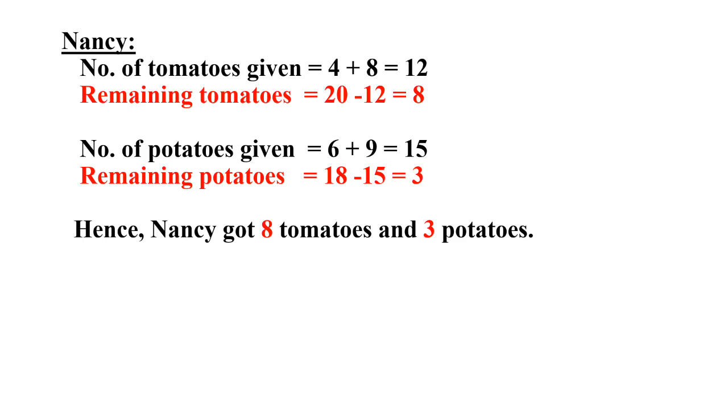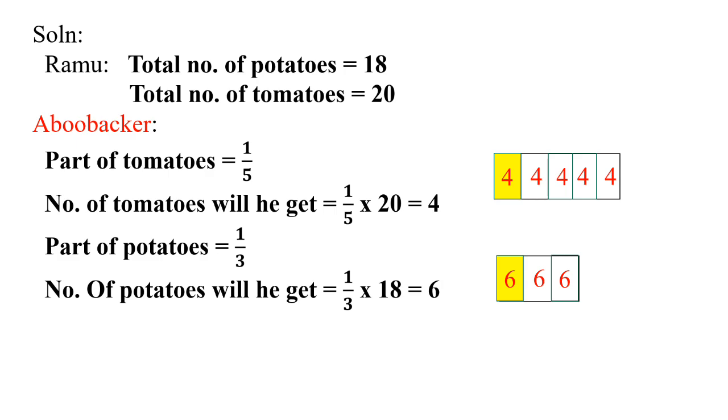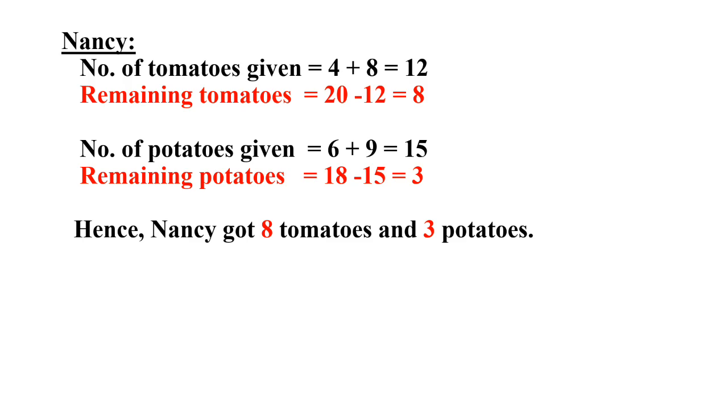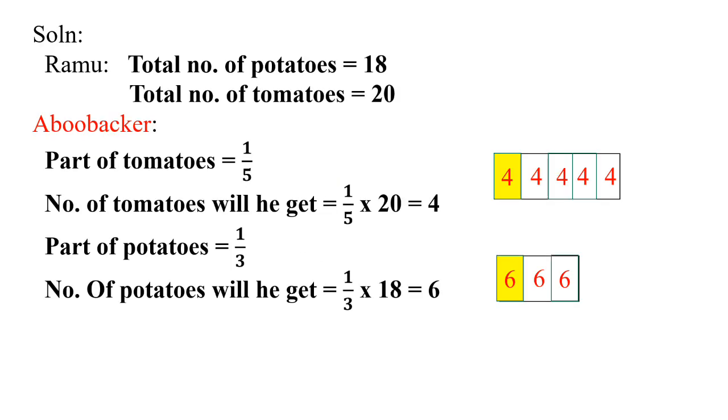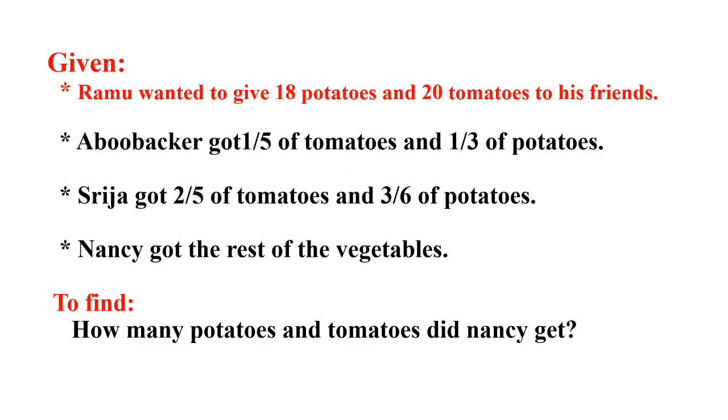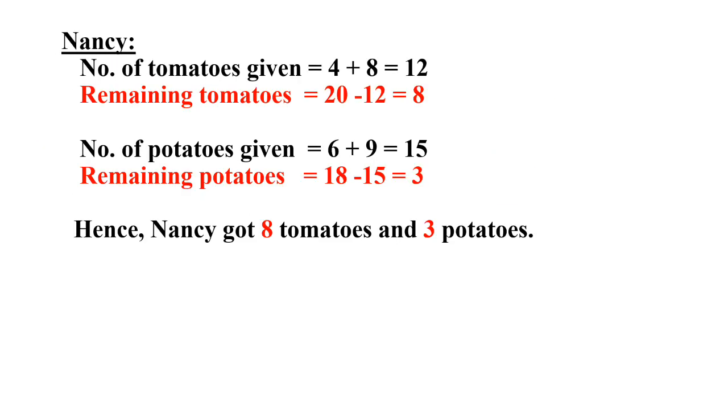Same thing, number of potatoes given to Abu Bakr and Srija. Abu Bakr is getting 6 potatoes. Srija is getting 9 potatoes. 6 plus 9, 15. Total 18 potatoes. From that 18, we are subtracting the number of potatoes given. 18 minus 15 equals 3. So, already we have seen Nancy gets the rest of the vegetables. So, Nancy is getting all the remaining vegetables. That is 8 tomatoes and 3 potatoes.